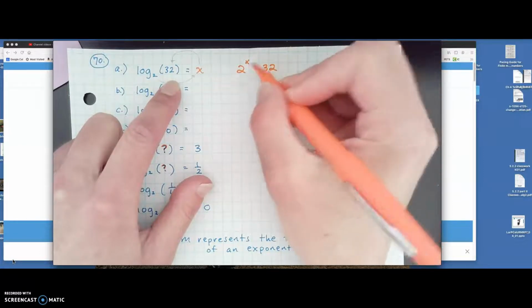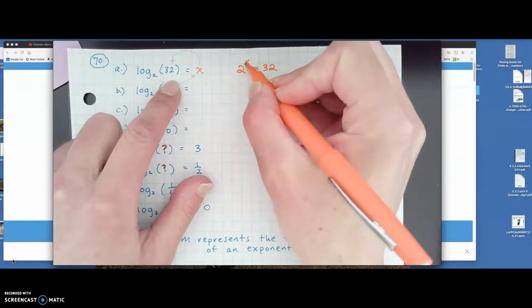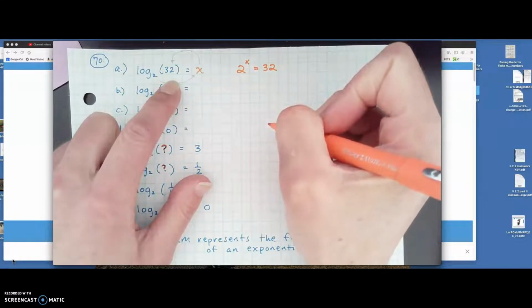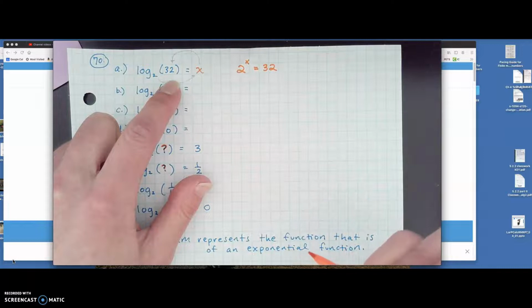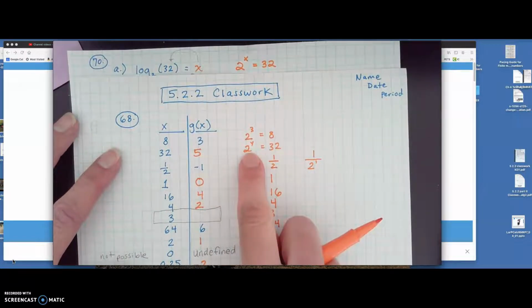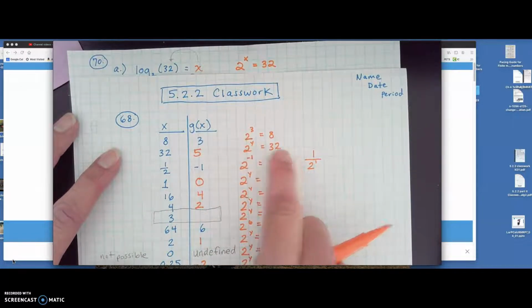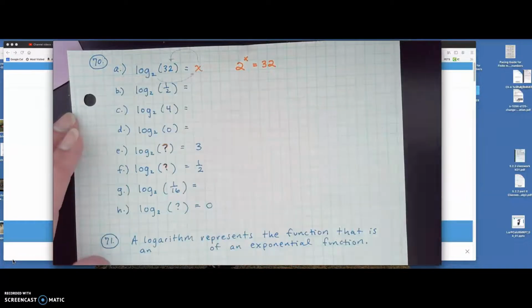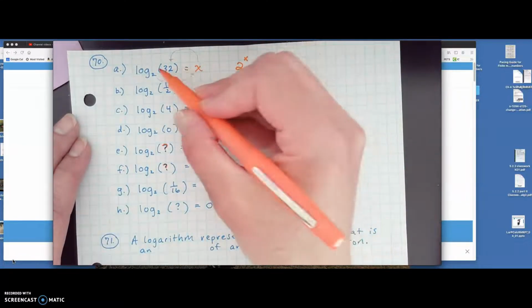Now we just have to figure out, like, 2 to the what power is 32. We did that on the other page. It was in the chart. So I think we already did that. It was like 2 to the y equals 32, and we figured out that it was a 5. So 2 to the 5th power. So therefore, this answer is 5.